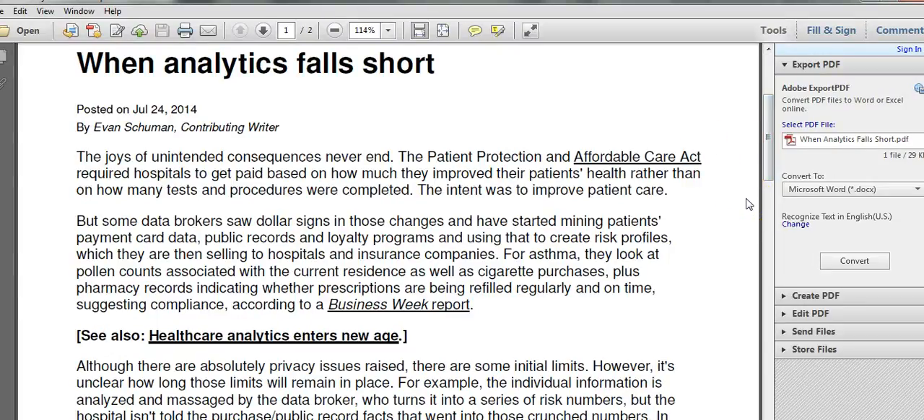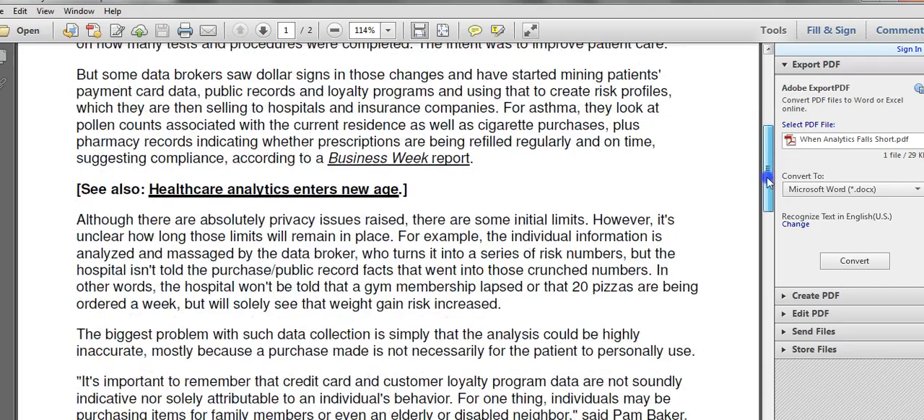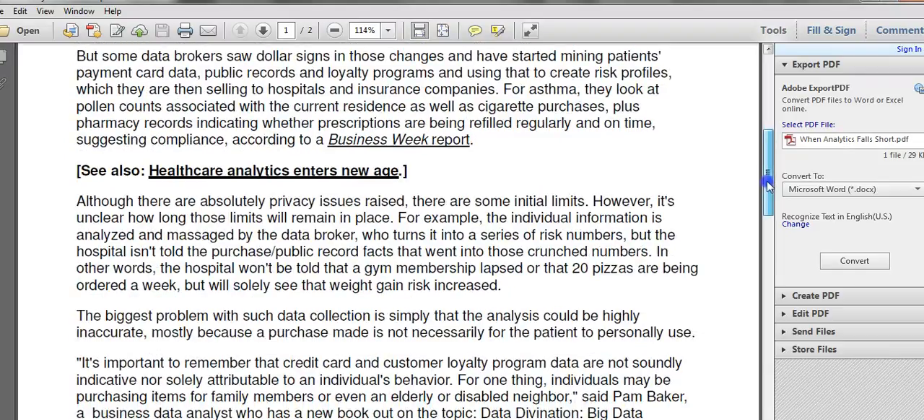For asthma, they look at pollen counts associated with current residents, as well as cigarette purchases, plus pharmacy records indicating whether prescriptions are being refilled regularly and on time, suggesting compliance, according to a business report. Although there are absolutely privacy issues raised, there are some initial limits. However, it's unclear how long these limits will remain in place. For example, individual information is analyzed and massaged by the data broker, which turns into a series of risk numbers, but the hospital isn't told the purchase and public record facts that went into these crunched numbers. In other words, the hospital won't be told that a gym membership lapsed or that 20 pizzas are being ordered a week, but will solely see what the weight gain risk increase is.